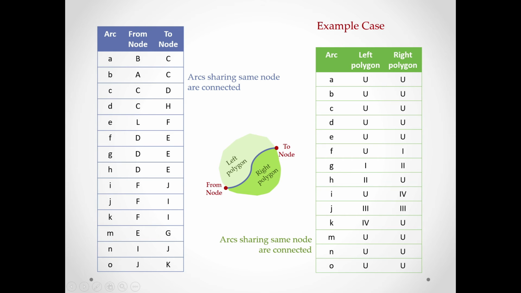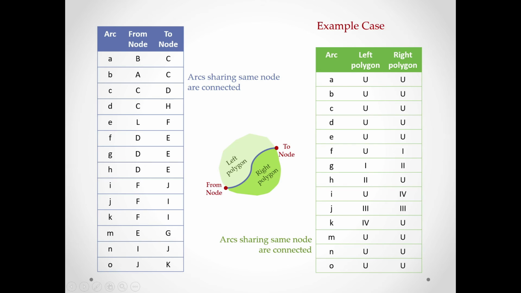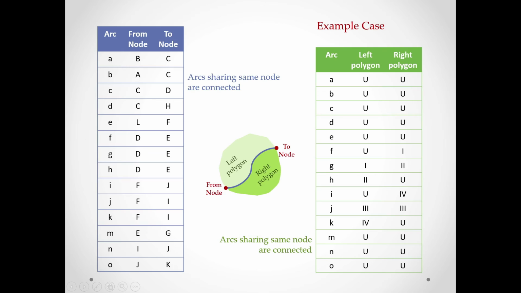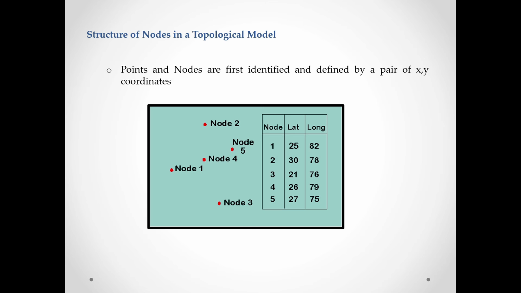Now let's see arc F. Here the left is universe, that is something outside the polygon. However, on the right side there is polygon 1, and that is written here. Similarly for arc G, the left one is polygon 1 and the right one is polygon 2. Similarly, we can see both the attribute table and the map.